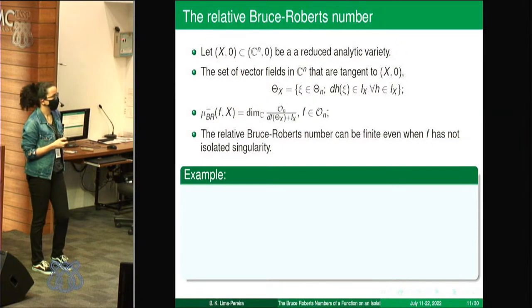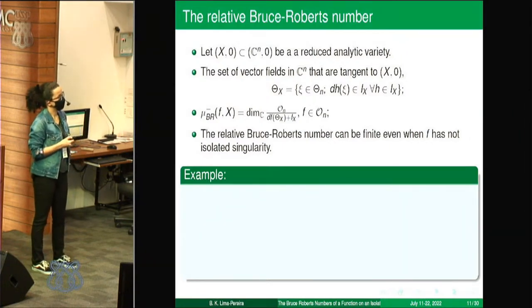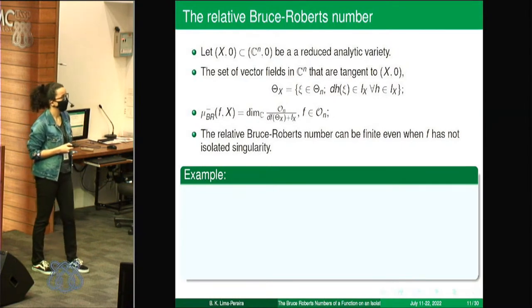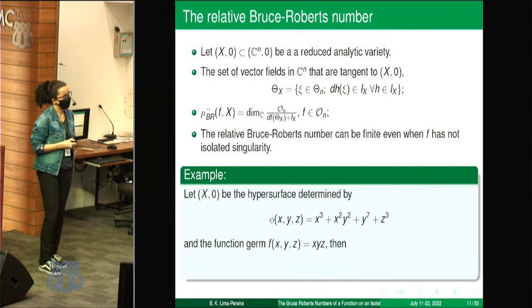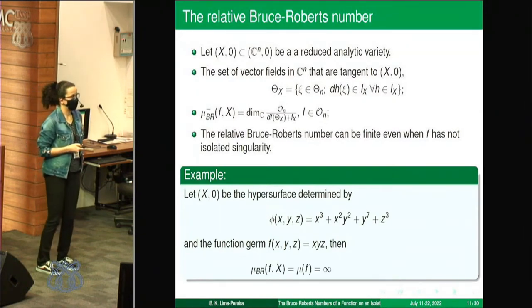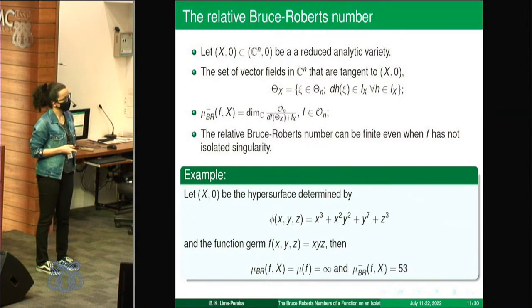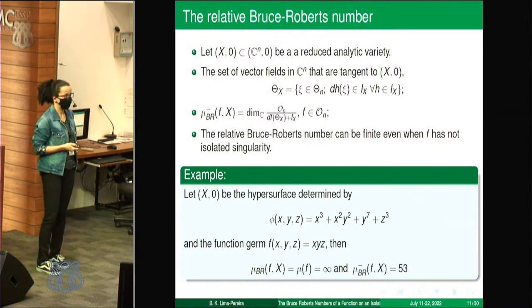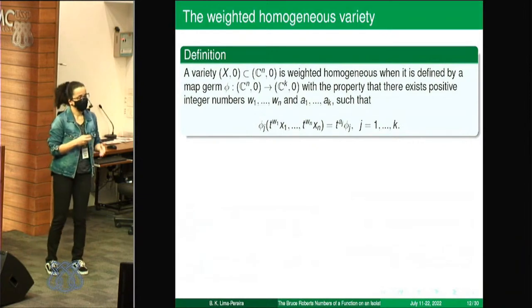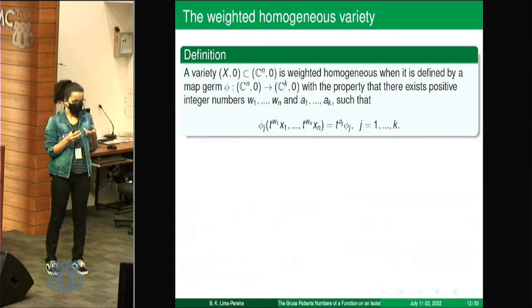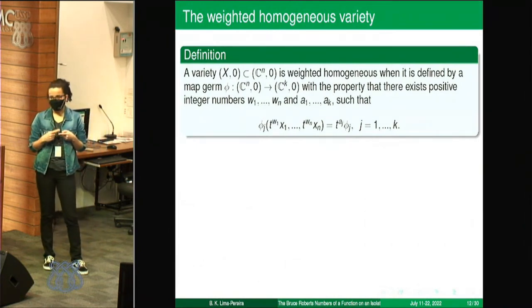Well, an interesting remark about this number, it can be finite even when f has no isolated singularity. And we have this example. So we consider the hypersurface determined by this function germ and this function. Okay, so f has no isolated singularity. So the Bruce-Roberts number and the Milnor number are infinite, but the relative Bruce-Roberts number is finite. Okay. So in this presentation, we are interested in the relation between these numbers, the Bruce-Roberts number, the Milnor number, and the relative Bruce-Roberts number, okay?